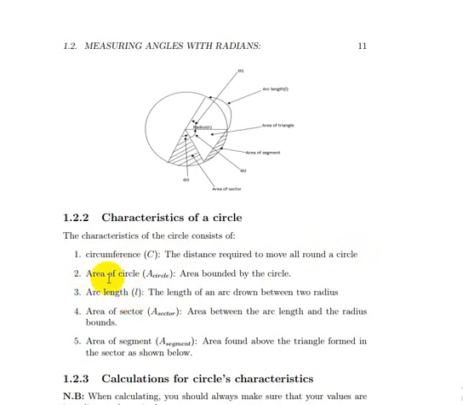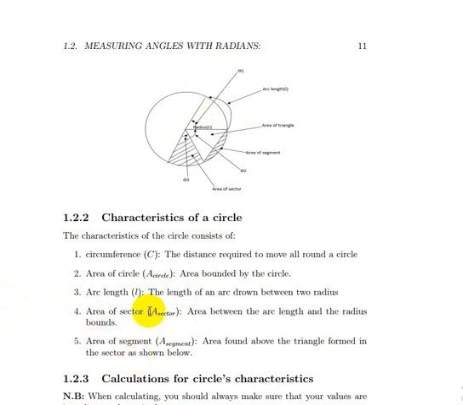The second characteristic is the area of the circle, and the area of the circle is the area bounded all inside the circle. The third characteristic of a circle is the arc length, and the arc length is the length enclosed between two radii. So the arc length is moving from here to here.